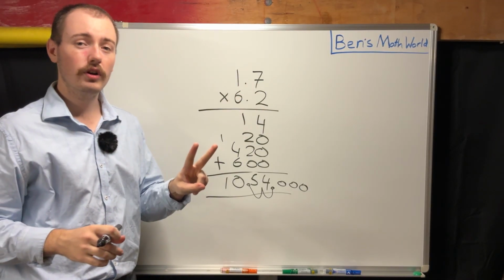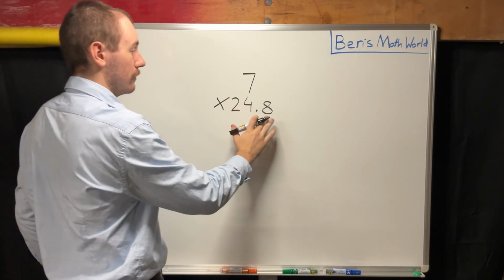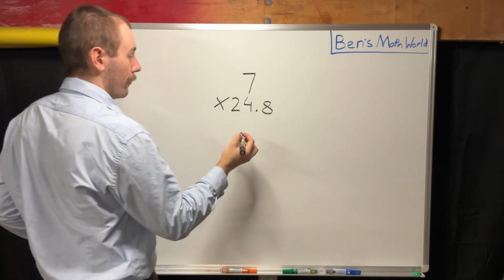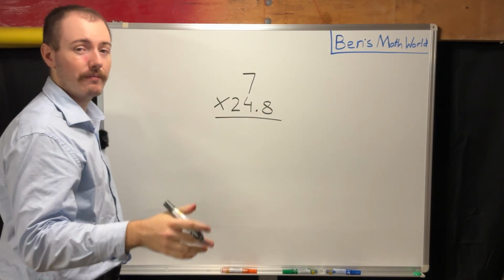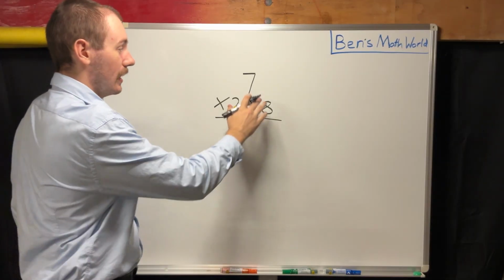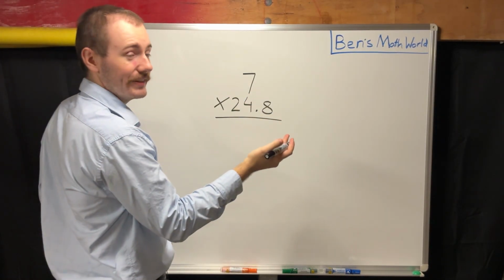So let's try 2 practice questions. In this question here, guys, we have 7 times 24.8. Now, before we get started, we're actually going to make these numbers have the same amount of digits after the decimal, okay? So you're thinking, well, how are we going to add digits after the decimal?